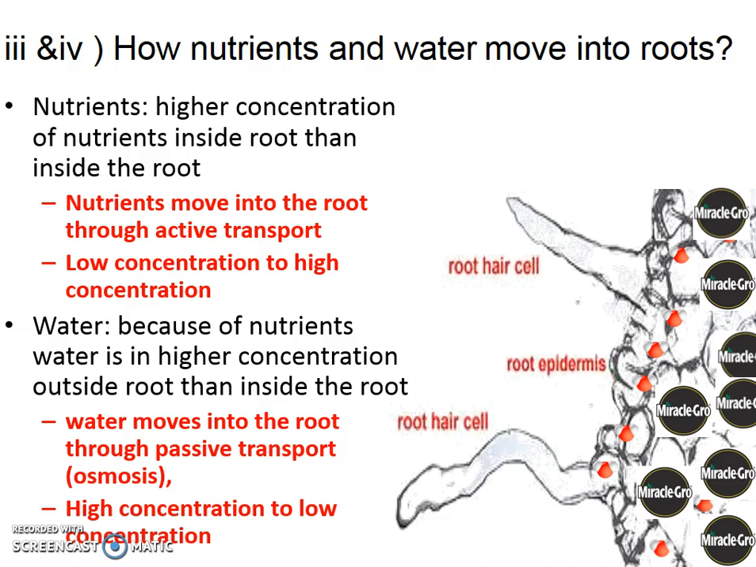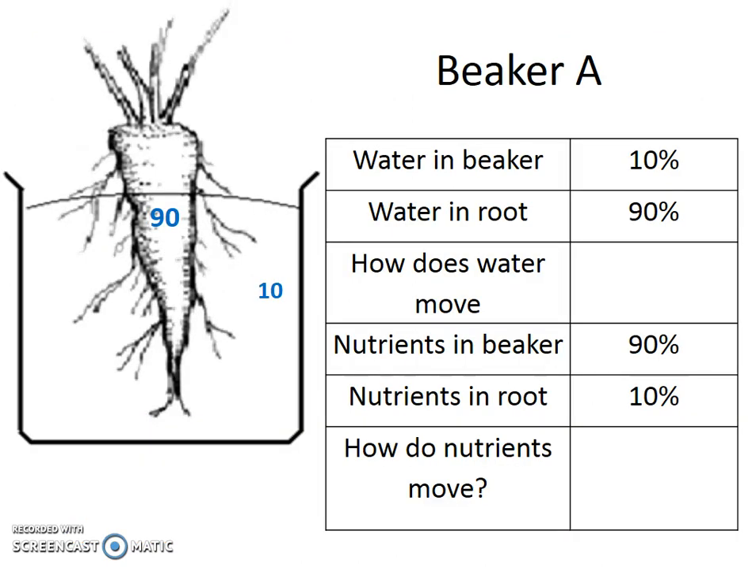Nutrients always move in, regardless of how much there is in or out. Water will always move from high to low. Hopefully there's a low inside the plant and a high outside, in which case water moves in. Sometimes there's a high inside the plant and a low outside, in which case the plant will dehydrate.